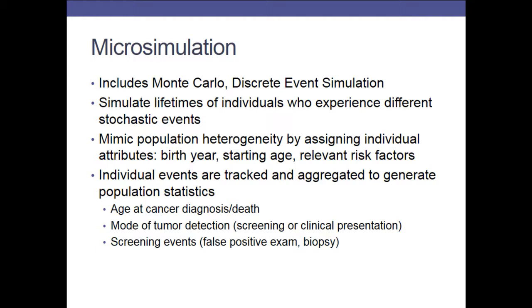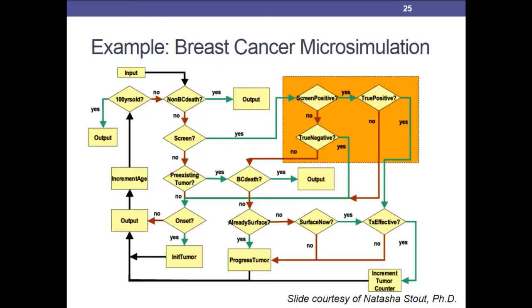They usually try to mimic population heterogeneity by assigning individuals attributes at model entry, such as birth year, start age, and relevant risk factors for the disease in question. And then individual events are tracked and aggregated to generate population-level statistics, such as age at cancer diagnosis and death, mode of tumor detection, so what percentage of cancers or disease were detected by screening, what clinically presented, and screening events, such as number of false positive exams and biopsies.